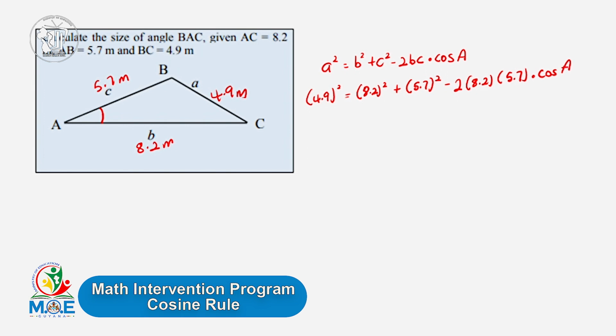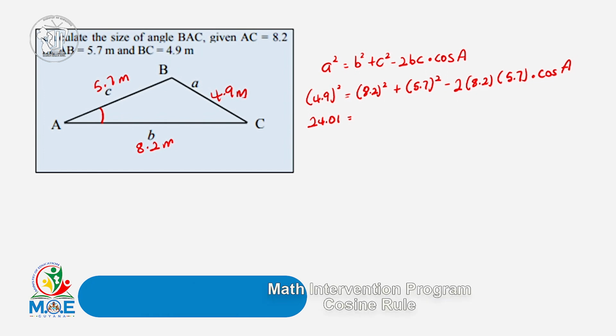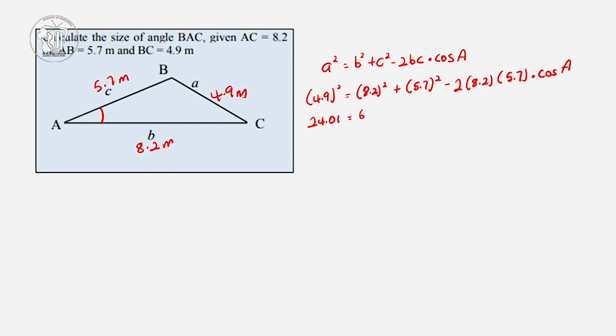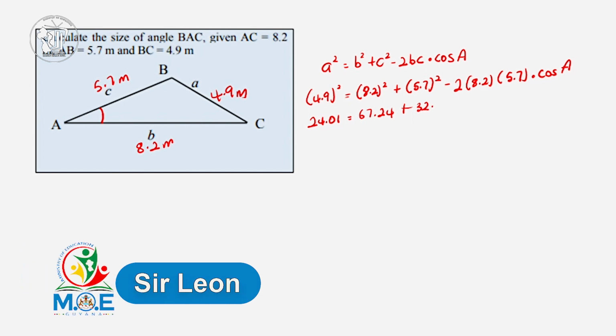So let's work out all of this. So 4.9 squared will be 24.01, which is equal to 8.2 squared is equal to 67.24 plus 5.7 squared would be 32.49, subtract 2 times 8.2 times 5.7, that is equal to 93.48 multiplied by cos A.